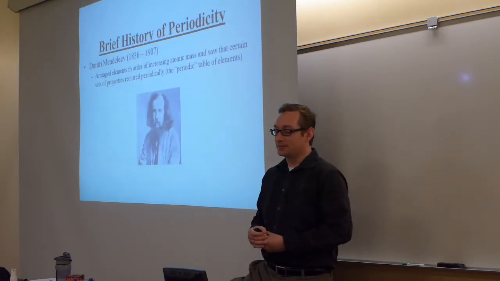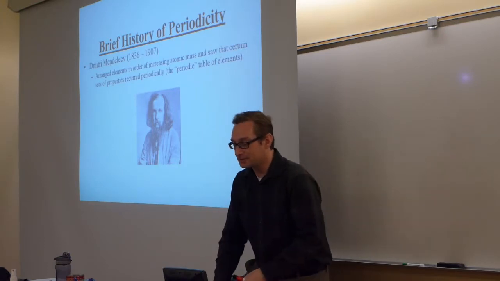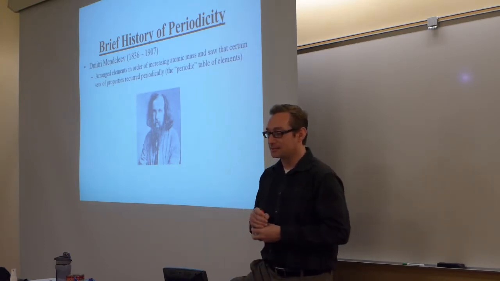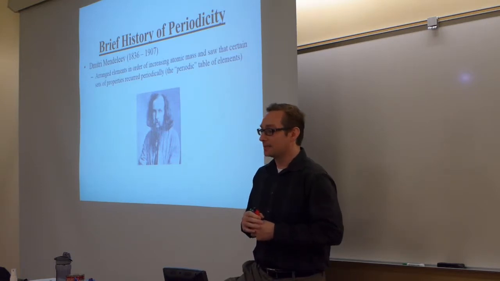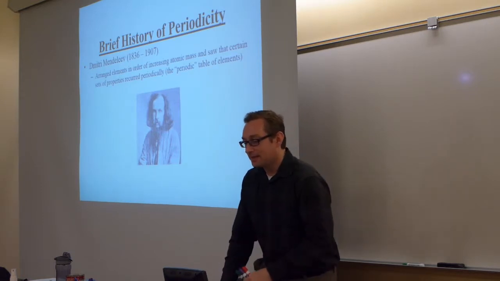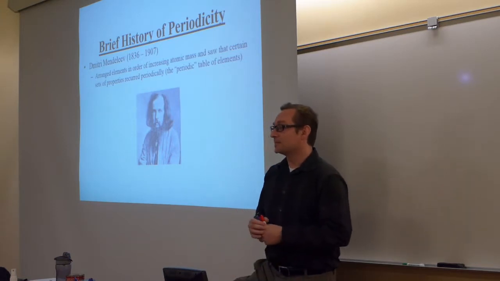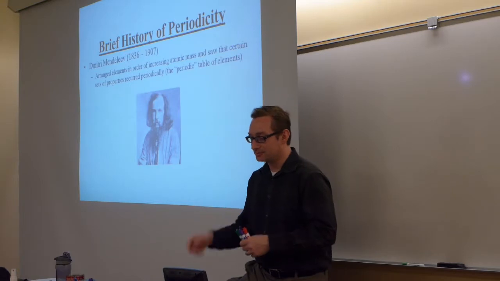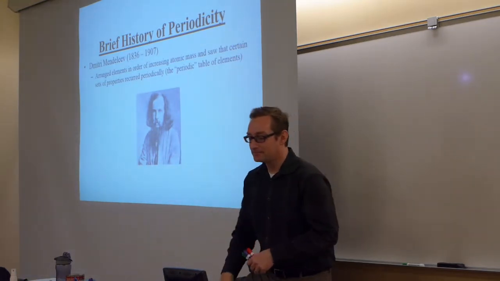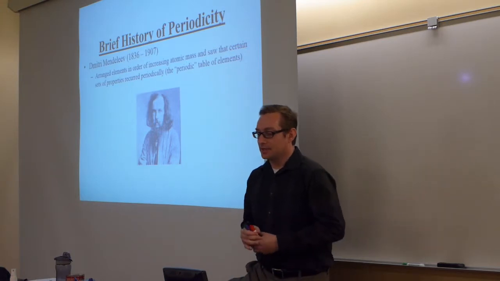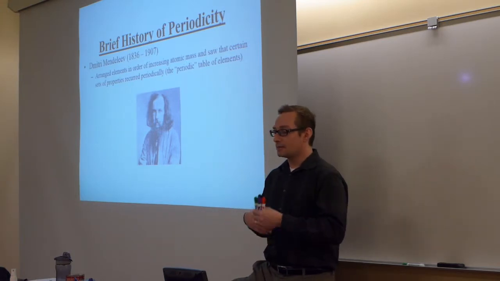So a brief history of time, if you go back to the 1800s, there was a person by the name of Dmitri Mendeleev, and I'm not sure if I'm pronouncing that right, but I'm saying Mendeleev. He arranged the elements in order of increasing atomic mass, but not necessarily atomic number, which we'll get to in a little while. So he arranged the elements in order of increasing atomic mass.